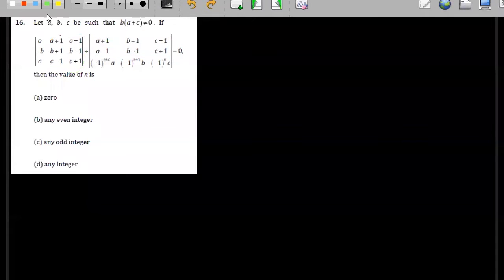So I'll take the transpose of this second one. If I take the transpose, because we know the determinant of A is also equal to the determinant of A transpose. This is a property, so we can use it. If I take the transpose, this will become a plus 1, b plus 1, c minus 1. This will become a minus 1, b minus 1, c plus 1.